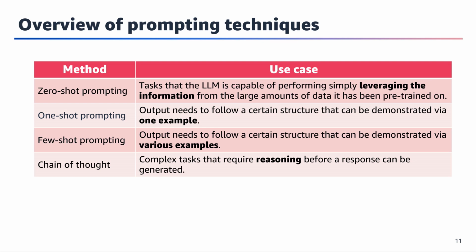Let's compare the different prompting techniques for large language models. Zero-shot prompting allows the model to leverage its pre-trained knowledge to perform tasks without additional examples. One-shot prompting provides a single example to demonstrate the desired output structure, while few-shot prompting extends this by showing multiple examples for better understanding of the expected format. Chain of thought prompting is useful for complex reasoning tasks, where the model breaks down its thought process into intermediate steps before generating the final response. The choice of technique depends on factors like task complexity, available examples, and the model's capabilities to achieve optimal performance.